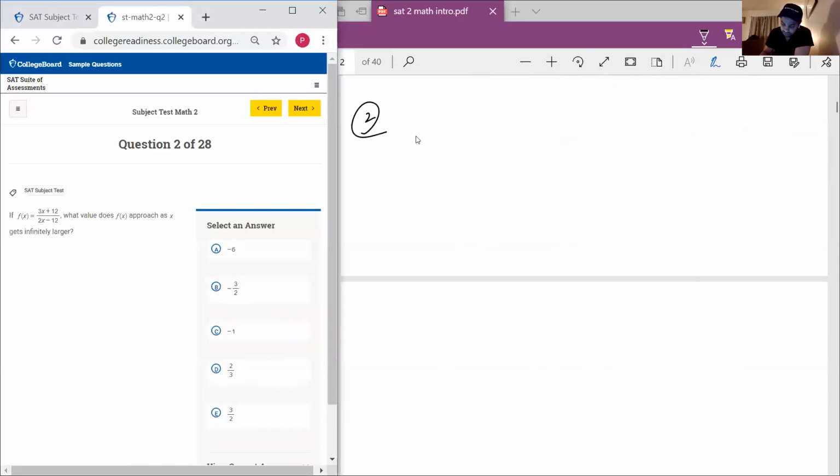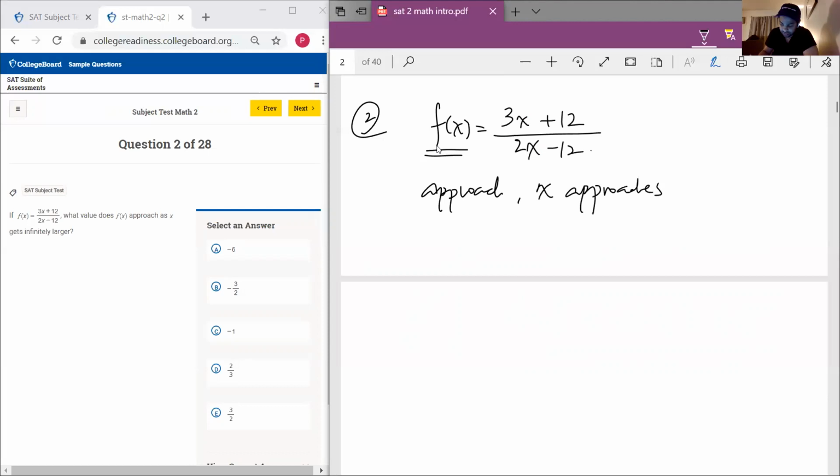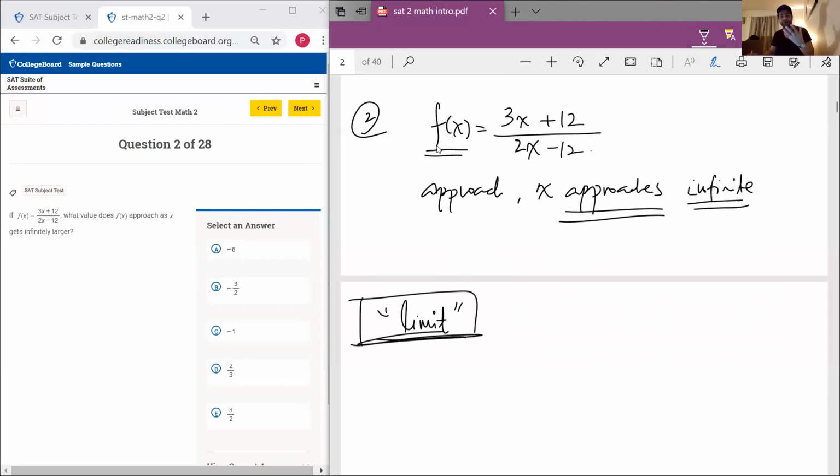All right. If the function f of x, obviously the previous question was filed under geometry, right? And it would be coordinate geometry. What is the value of f of x? What does it approach when x approaches or gets infinitely larger? So basically, x approaches infinite. Guys, this is a limit question. It's a limit question that falls under algebra and functions. This is perfect.